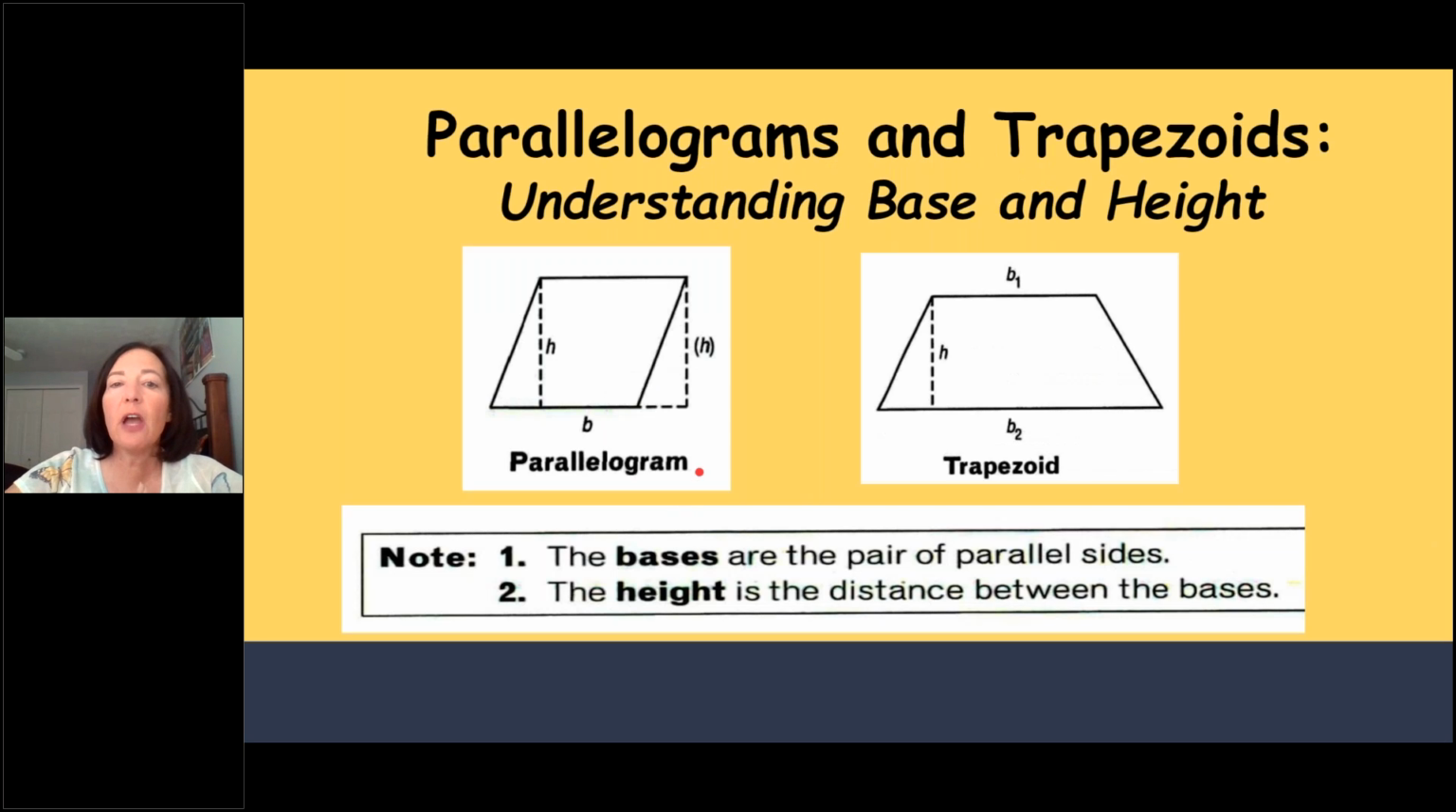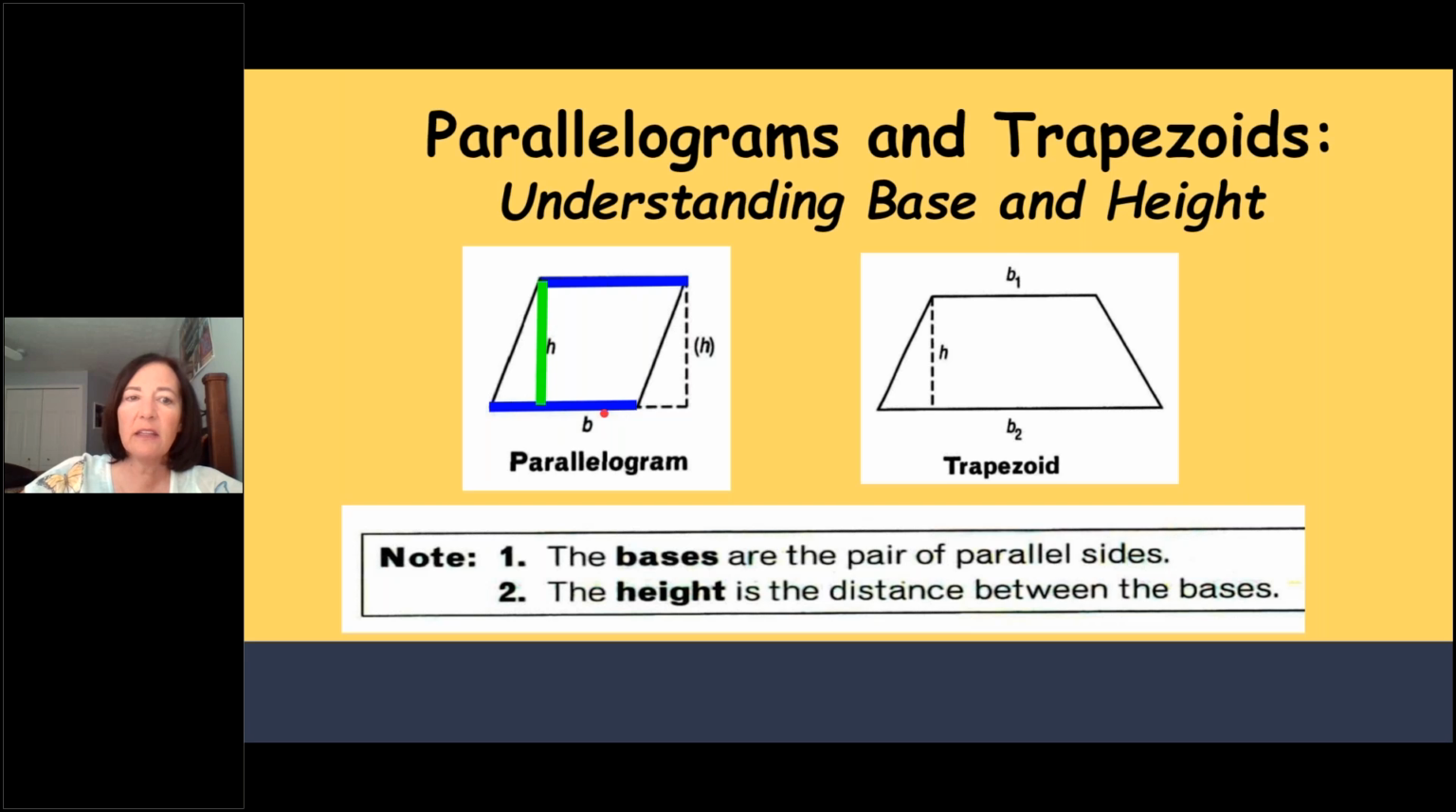Okay, so now let's talk about parallelograms and trapezoids as they relate to finding area. So we have to understand how to find the base and the height. For the parallelogram, there we go. There are two bases. We've got a base at the bottom and a base at the top. But the definition of parallelogram told us that opposite sides are equal. So even though there's two bases, they are the same measurement. So we are just going to use that one dimension, that one figure.